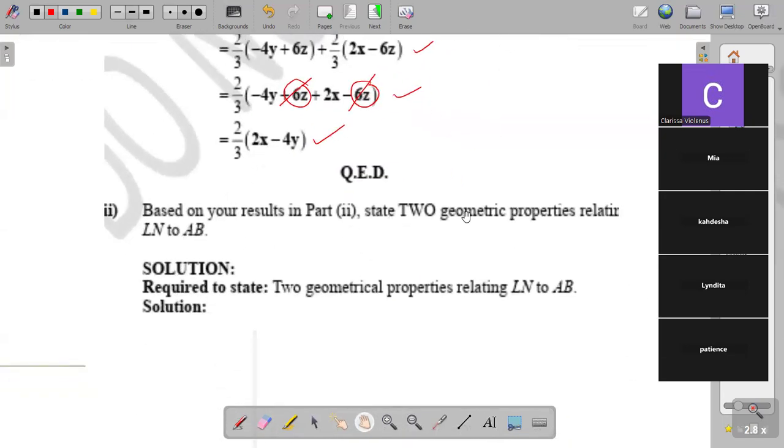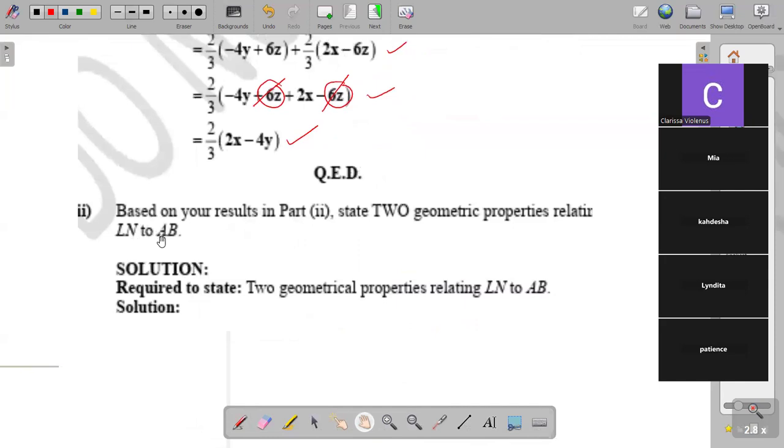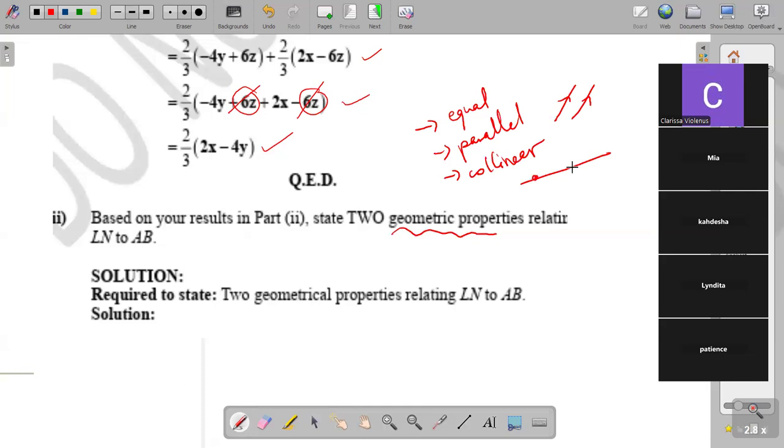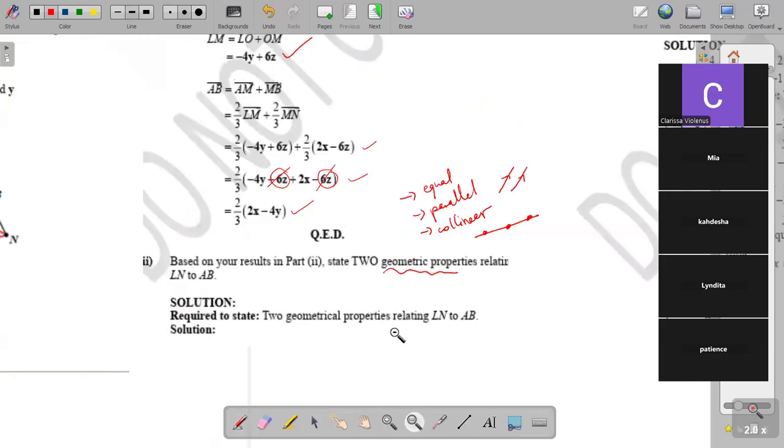Based on your results, state 2 geometric properties related to LN and AB. First thing first, you need to know what they mean by geometric properties. Remember earlier I said that you're going to hear things like if two lines are either equal, or parallel, and everybody knows what parallel means, right? They're going in the same direction, right? And then if two lines or points are collinear, that means all the points are on the same line. That's what that means. Okay? So it says two geometrical properties. If two lines are parallel, one is a multiple of the next.